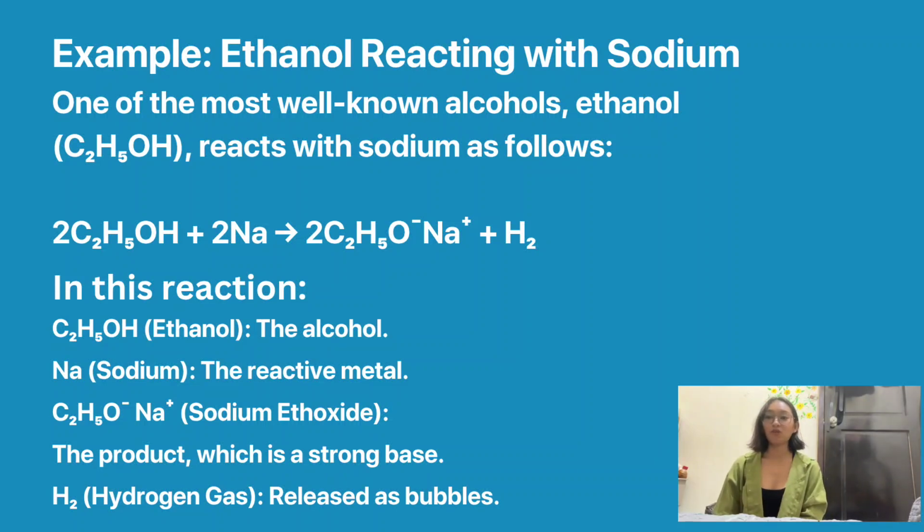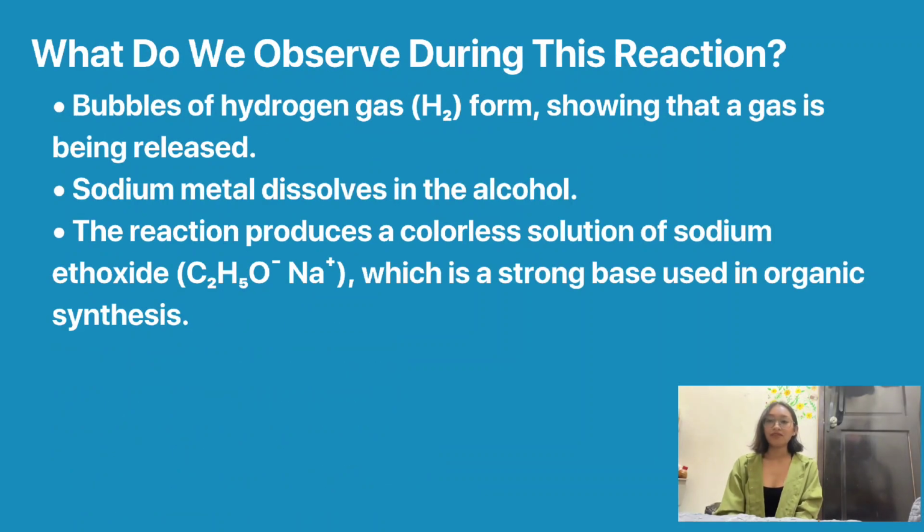Then the sodium, which is the reactive metal. And then the sodium ethoxide, the product, which is a strong base. Lastly, we have here the hydrogen gas, released as bubbles, just like what I said earlier. So what do we observe during this reaction? First is the bubbling of hydrogen gas, showing that the gas is being released. Then the sodium metal dissolves in the alcohol.